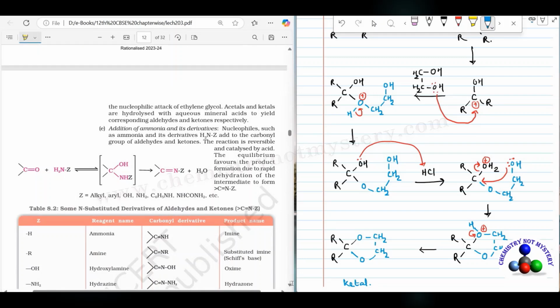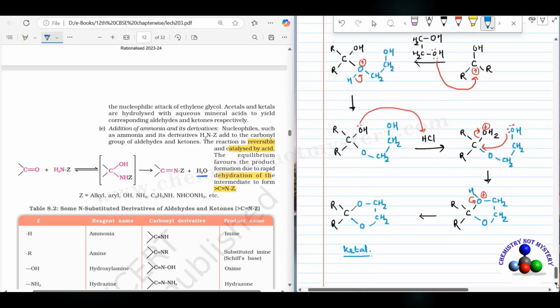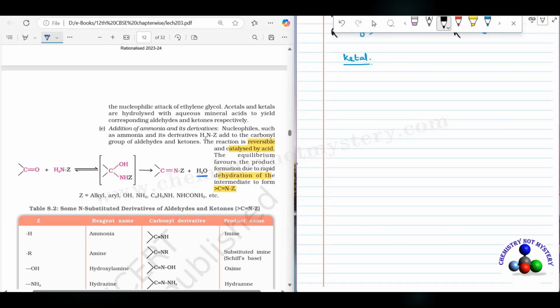Now come to the next reaction, the addition of ammonia and its derivatives. Nucleophiles such as ammonia and its derivative NH2Z add to the carbonyl group of aldehyde and ketone. The reaction is reversible and catalyzed by acid. The equilibrium favors the product formation due to the rapid dehydration of the intermediate to form C double bond NZ. Now let's try to understand the reaction mechanism of this reaction. As we have added alcohol to carbonyl carbon, similarly you can add ammonia or ammonia derivative to the carbonyl carbon.